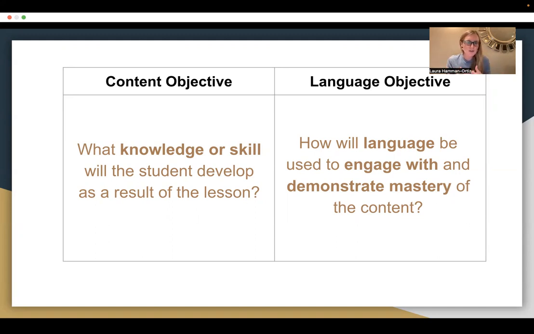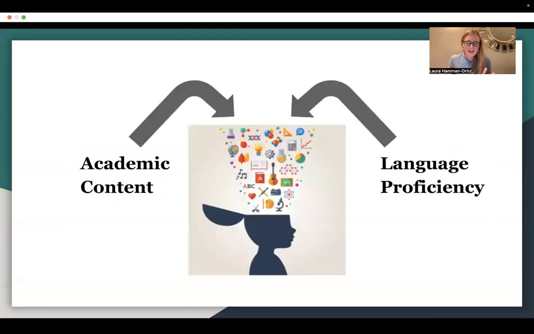So you see that the language objectives and content objectives are really related. They're connected in that the content is the what, knowledge and skills, and the language is kind of how am I using language to get at that content. And I think this visual, while not perfect, captures a little bit of why this matters, especially for multilingual learners.